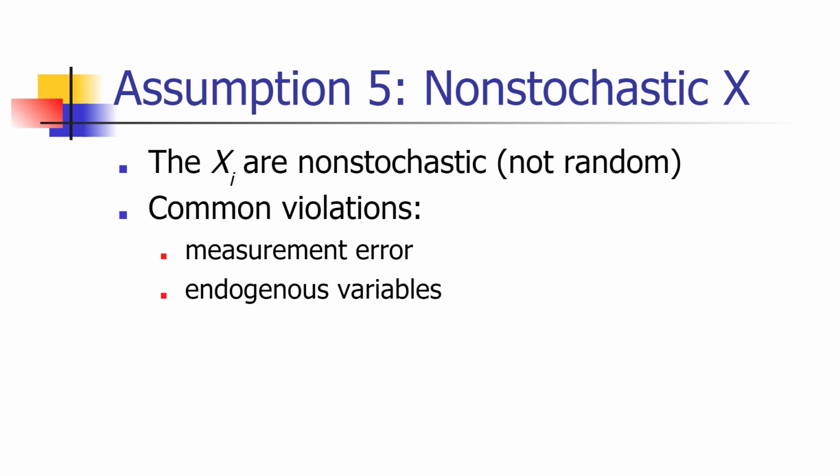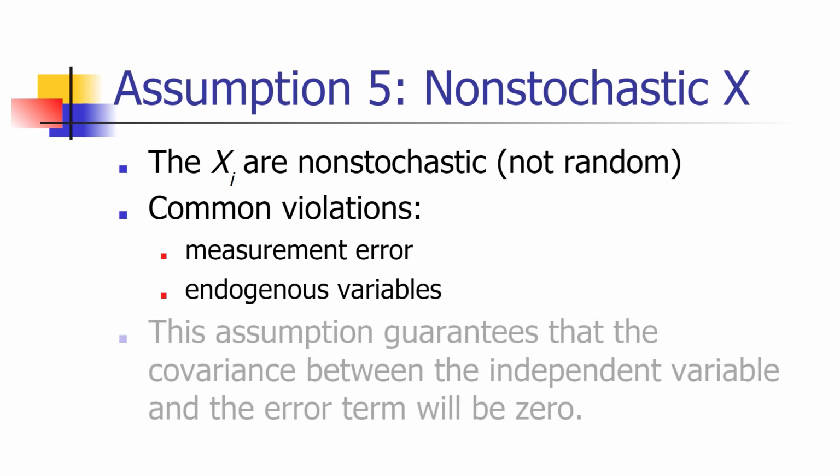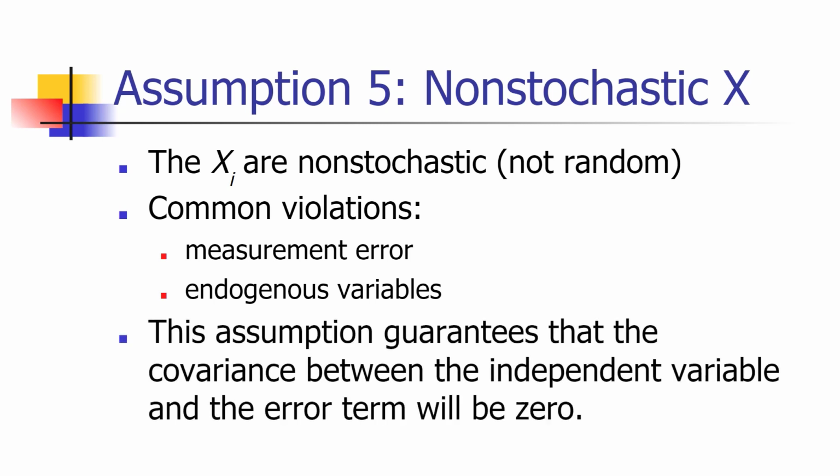For now, we're going to assume that there is no measurement error and we're not dealing with endogenous variables. Both of these conditions are going to be relaxed later, and we have a whole chapter devoted to that, just as we do with heteroscedasticity and with autocorrelation. So one implication of this is that we're guaranteeing that the covariance between the independent variable and the error term will be 0.